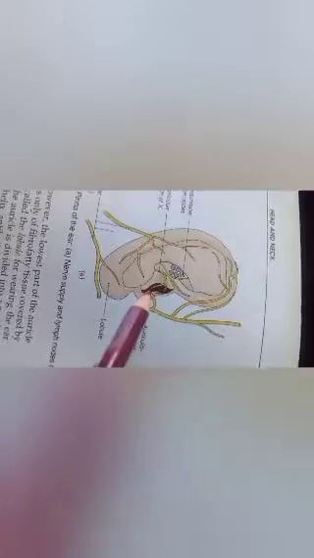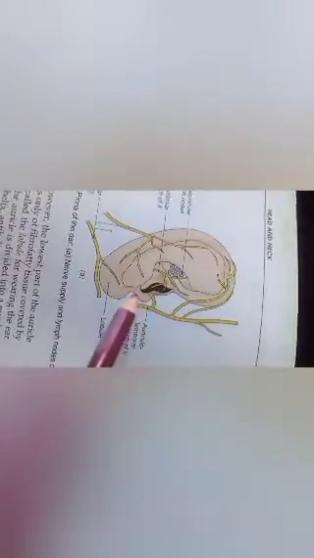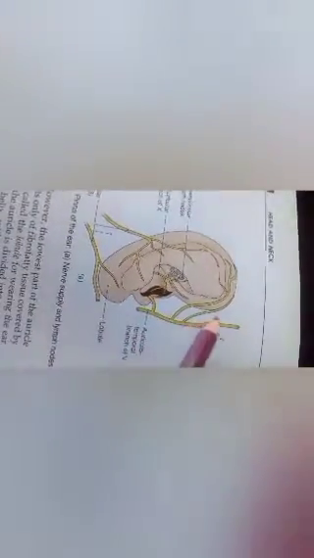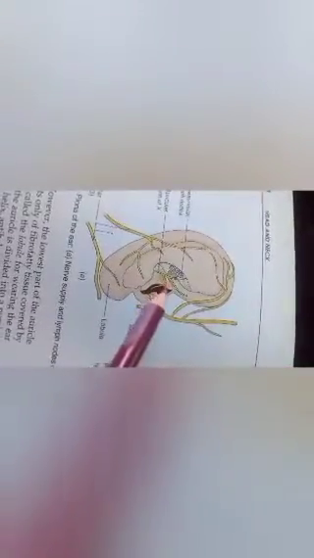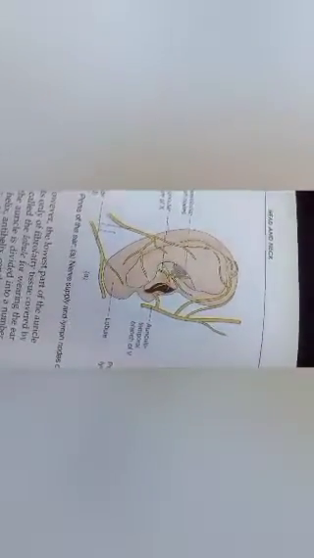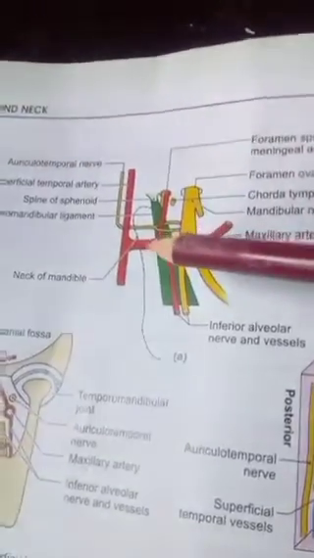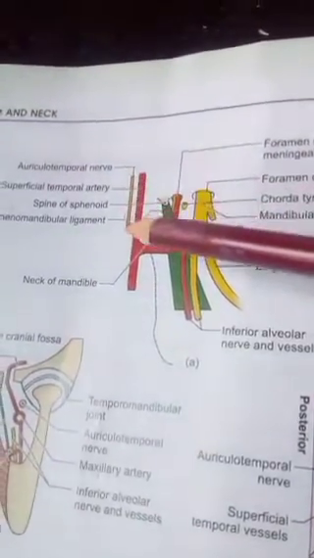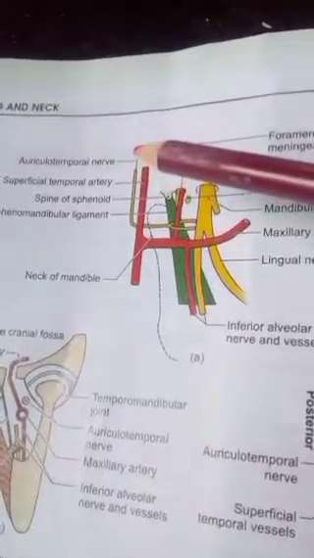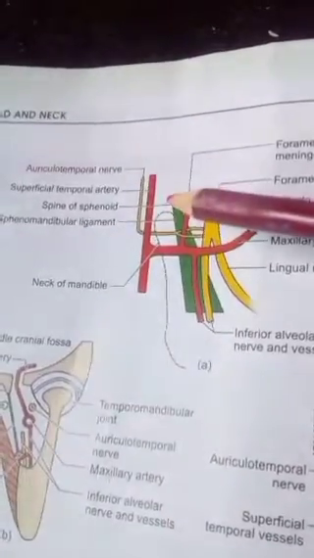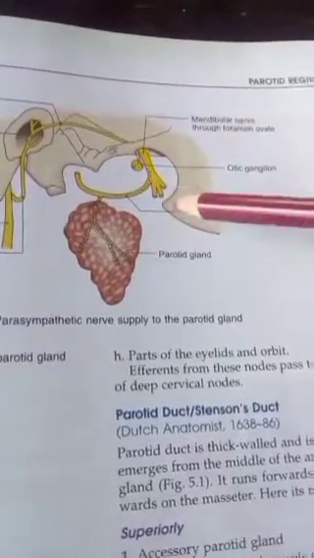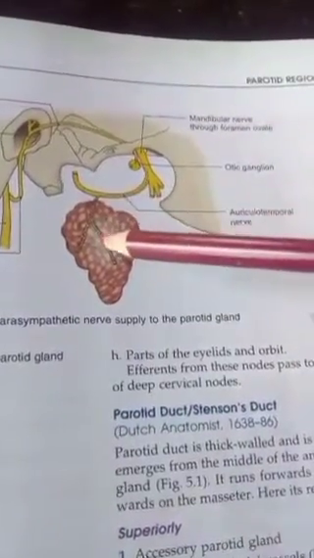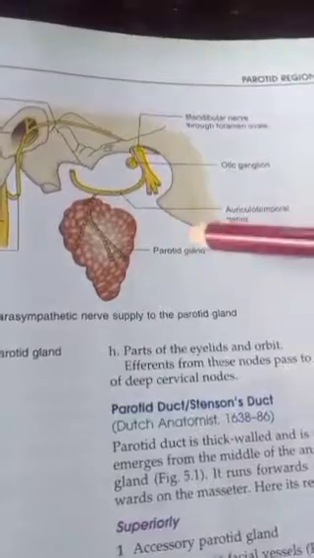The auricular part of the nerve supplies the skin of the tragus, upper part of the pinna, external auditory meatus and tympanic membrane. The temporal part of the nerve supplies the skin of the temple, temporomandibular joint as well as secretomotor and sensory fibers to the parotid gland.